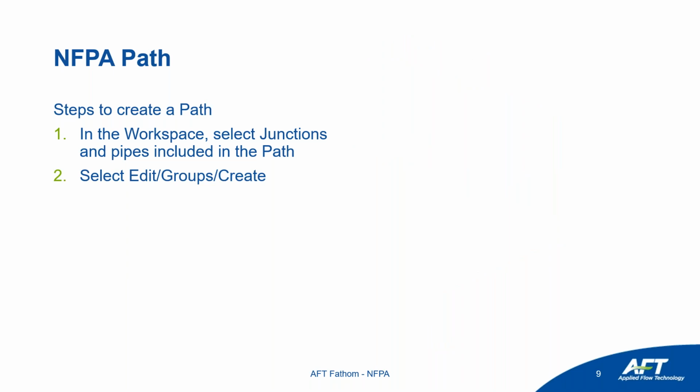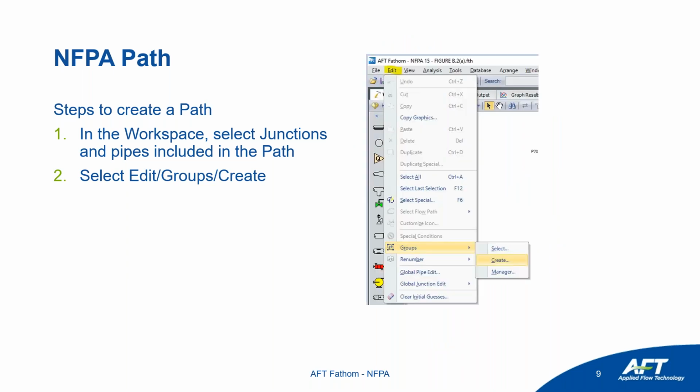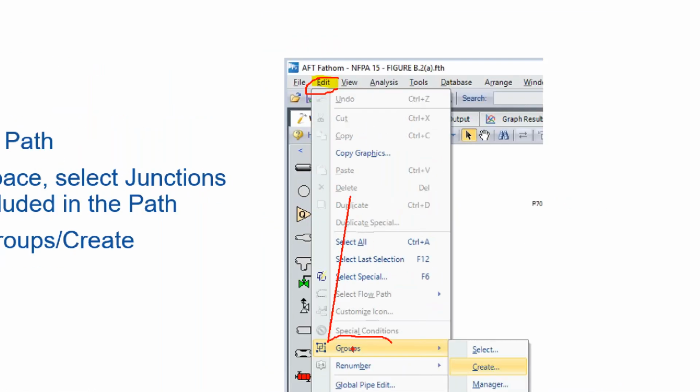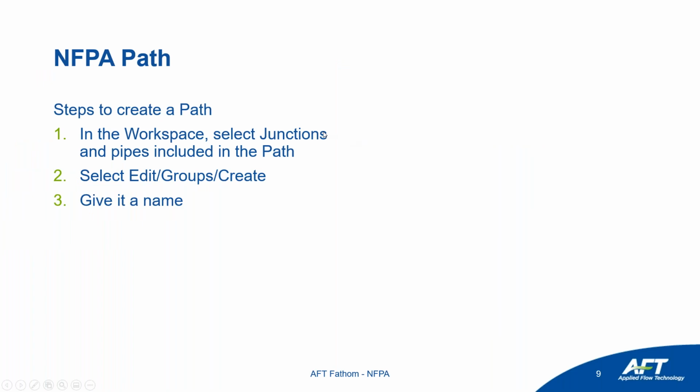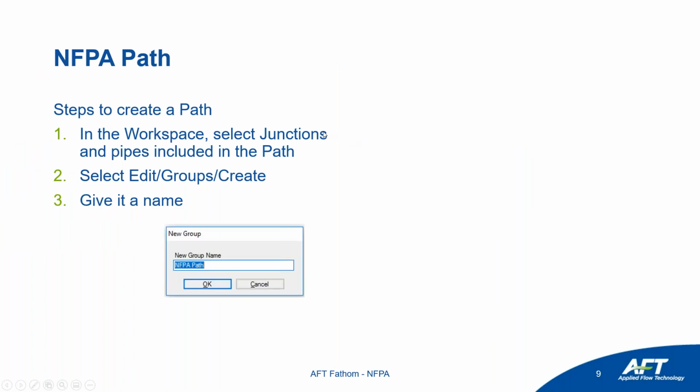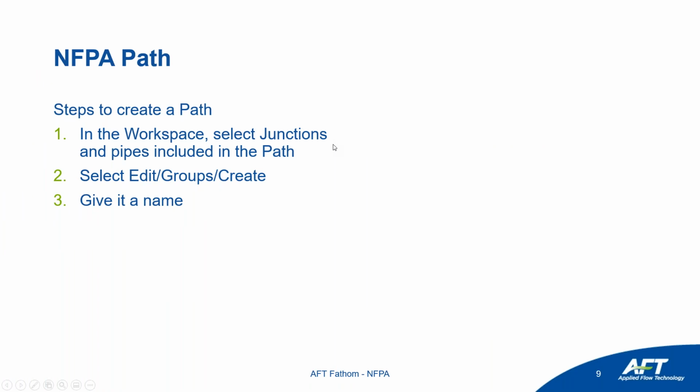We go to Edit, Group, Create. So we go to Edit. We go to Groups. Say Create. We give it a name. In this case, we're going to call it NFPA path.